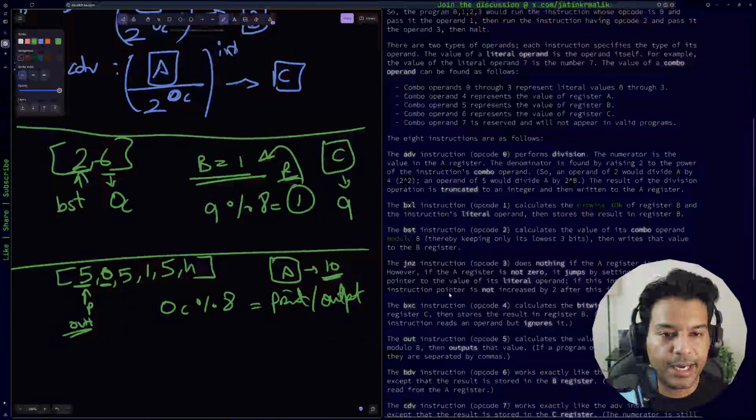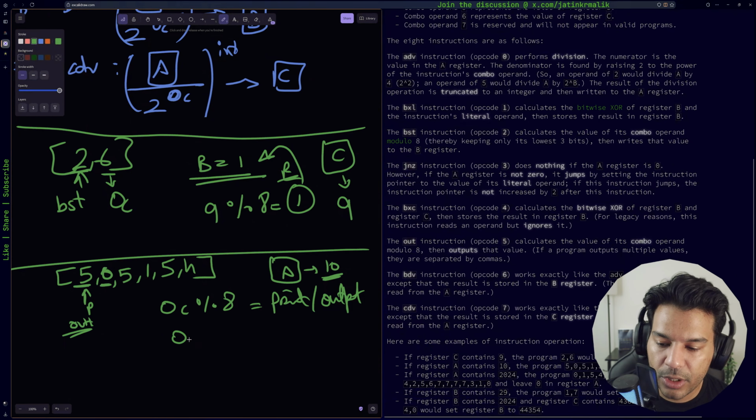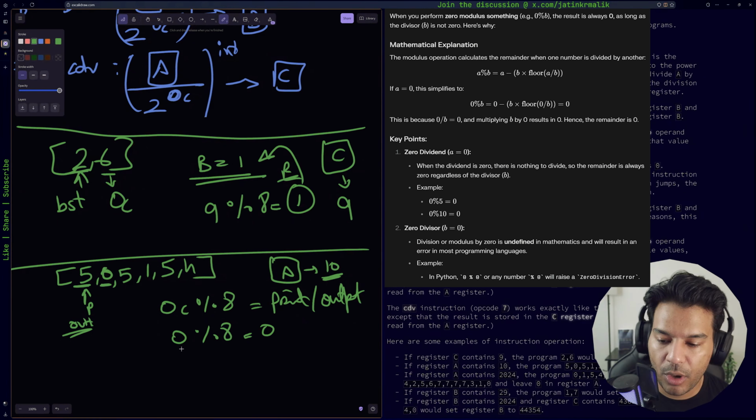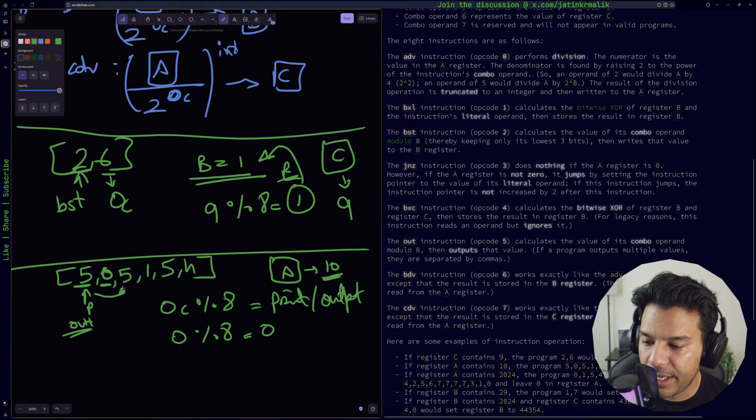And if we see, I remember that combo operand 0 represents the value 0. So we will do 0 mod 8, which will give us an output of 0. Whenever we do a mod of 0 with anything, we just get back the answer 0. And then the pointer will skip ahead and move here.